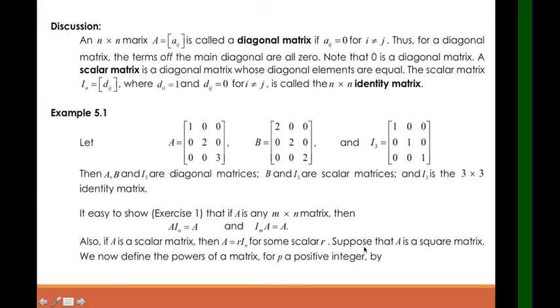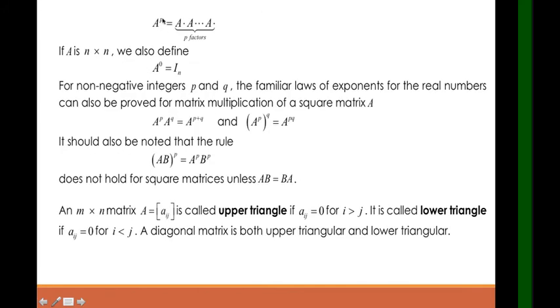Suppose that A is a square matrix. We now define the powers of a matrix, for p a positive integer, by A raised to p equals A times A, up to A, where there are p factors of A. If A is n by n, we also define that A raised to 0 is equal to I sub n. For non-negative integers p and q, the familiar laws of exponents for real numbers can also be proved for matrix multiplication with the square matrix A, where A raised to p times A raised to q is equal to A raised to p plus q.